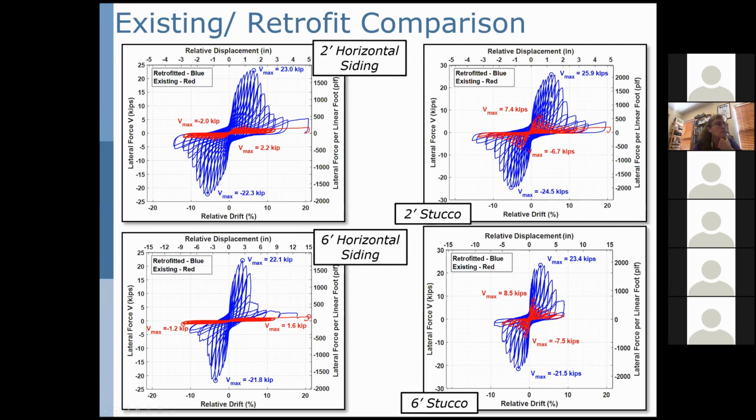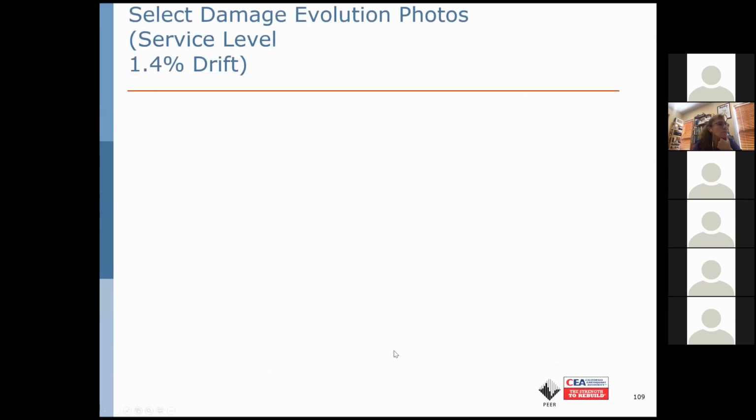And so you can see upwards of about a 3-fold increase in strength and nominally as well, an increase in the drift capacity, not as significant as that in the horizontal siding case, but still quite beneficial. We've looked at these numbers a variety of ways. You can look at them per lineal foot. You can look at them in bar charts.